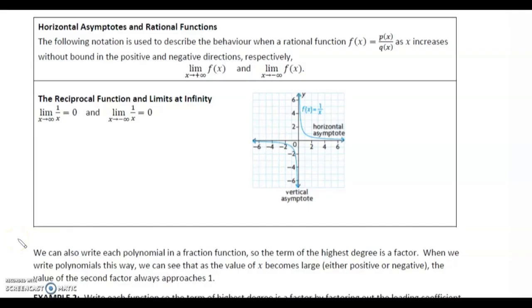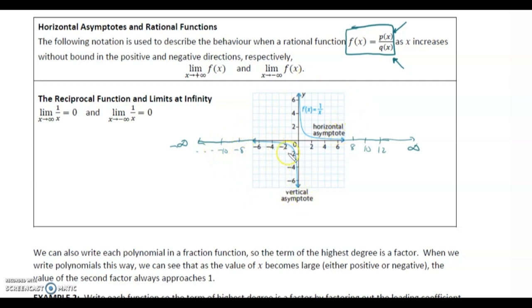Horizontal asymptotes and rational functions. The following notation is used to describe the behavior of a rational function. As a recall, we have a rational function with a polynomial, maybe p of x, in the numerator and a polynomial, let's say q of x, in the denominator. As x increases without bound, in the positive and negative directions, we write the limit as x approaches infinity of f of x. That means 2, 4, 6, 8, 10, 12, all the way to infinity. The other notation is the limit of f of x as x approaches negative infinity. So again, -2, -4, -6, -8, -10, all the way to negative infinity. That's what that means.